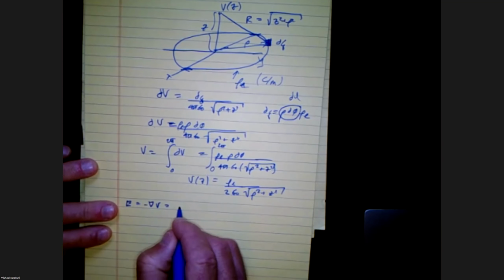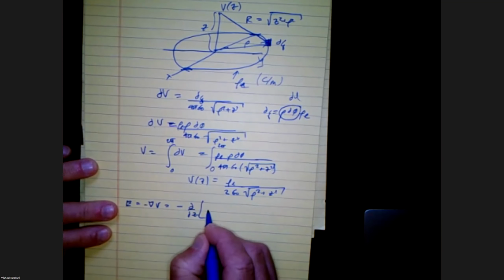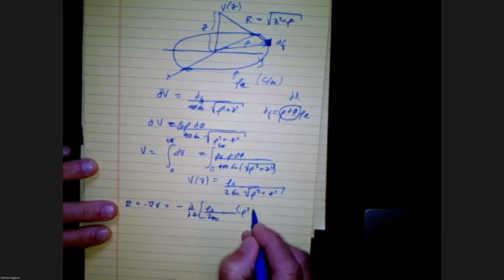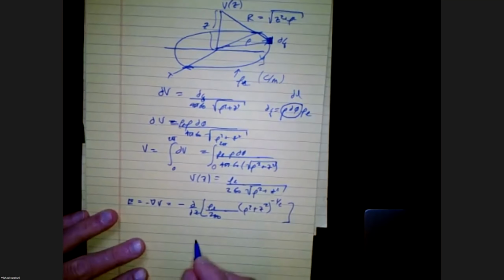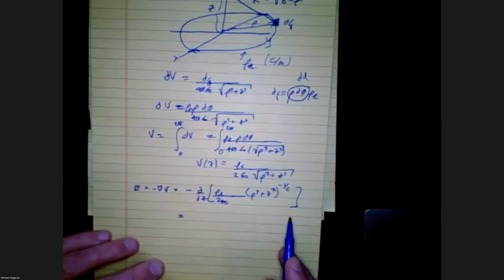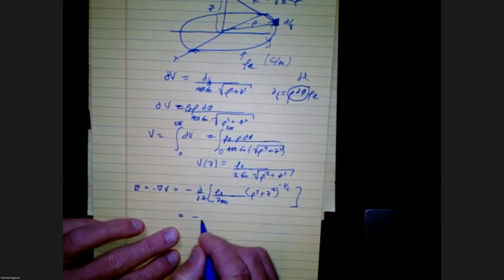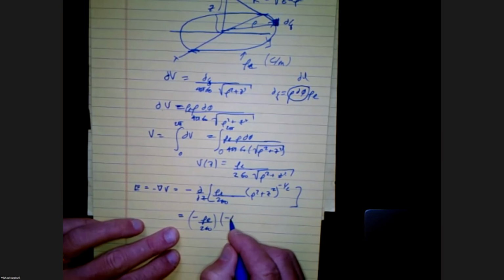That's just going to be equal to minus d/dz of this rho L over 2 epsilon naught. And I can write this as rho squared plus z squared to the minus 1/2 power. Do y'all agree with that? All right, take a derivative. What do you get? When you take a derivative of this, I'll put the minus sign here, you're going to get rho L over 2 epsilon naught. That stays in front. Then the derivative of this is going to be minus 1/2, right?